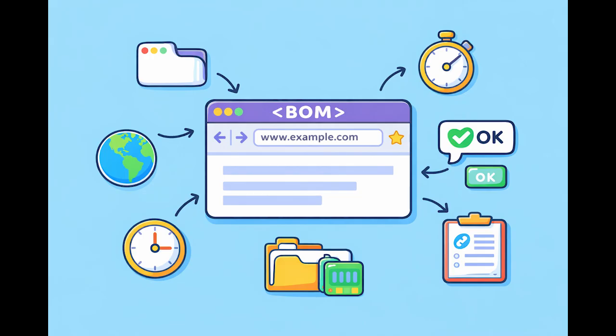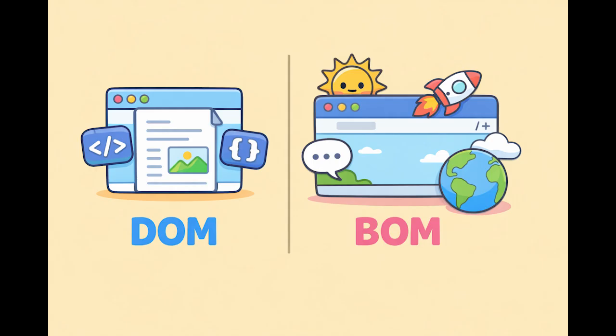Now the BOM, the Browser Object Model. BOM isn't about the page content. It's about the browser environment around the page. The tab, the URL, navigation history, storage, dialogs, timers, all the tools the browser gives you. So this is the easiest way to think about it. DOM equals document, or the page, and BOM equals window, or the browser world around the page.